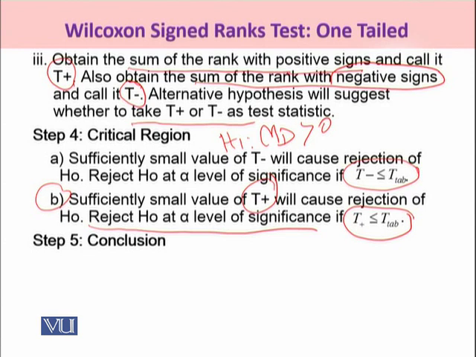And lastly, on the basis of step 3, which is the test statistic, and step 4, which is the tabulated value that we have obtained from the Wilcoxon Signed Rank Test tables that are available in the standard textbooks, we need to compare both the values, the calculated one and the tabulated one, and on the basis of that comparison, we can reject or accept our null hypothesis.